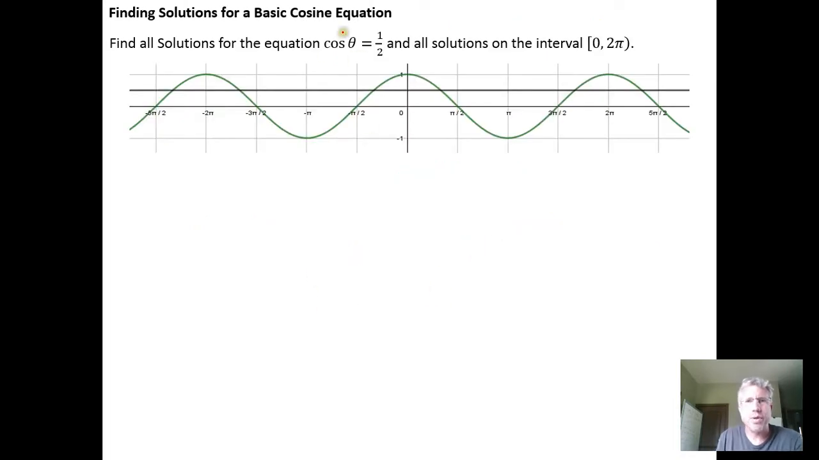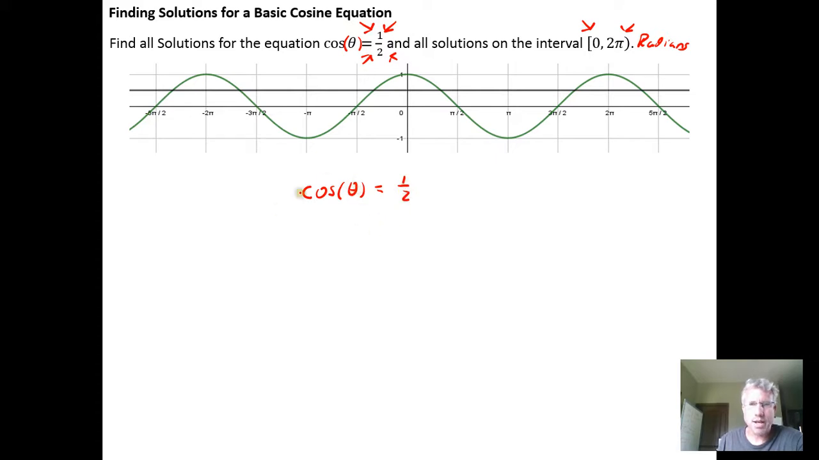So here's an example in practice where we have a side ratio that actually corresponds to a special angle on the unit circle. So it says find all solutions for the equation cosine theta equals 1/2, and all solutions on the interval from 0 to 2 pi. So the fact that we're being asked for solutions on the interval from 0 to 2 pi indicates we should be working in radians instead of degrees. So we're going to start with our equation. We're going to say, hey, cosine of theta equals 1/2.